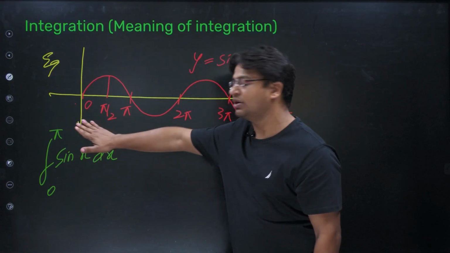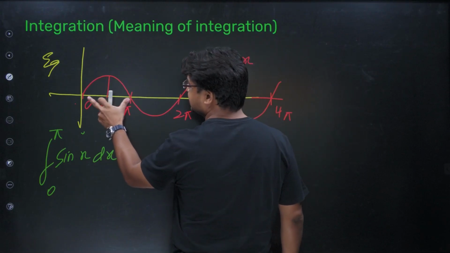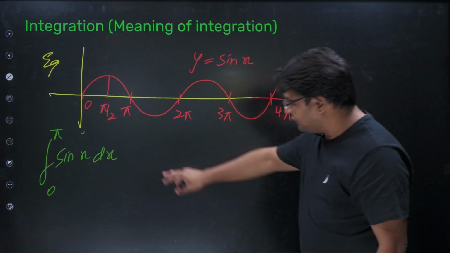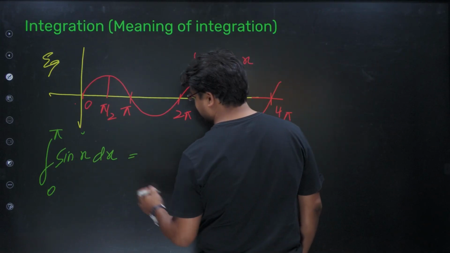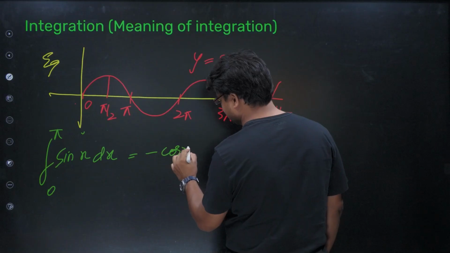The lower limit is smaller than the upper limit. And the graph in this region, 0 to pi, is above the y-axis. So if I finish this integral, I will get a positive value. Let us see. Integration of sin x is minus cos x.